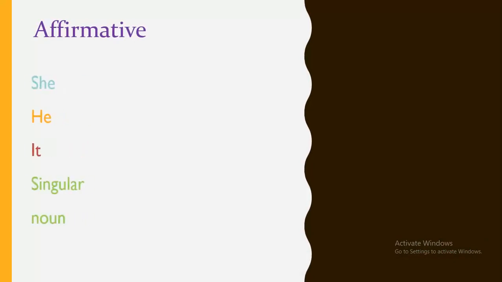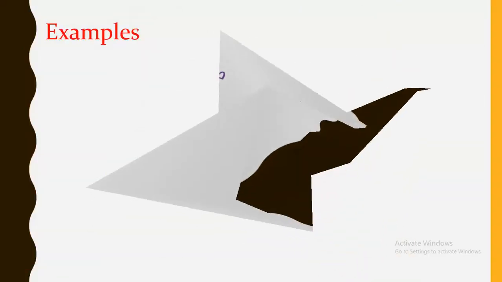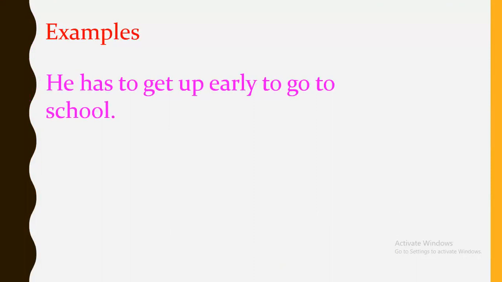Our pronouns are she, he, it, or the singular noun. And here we use has to, and then the verb in its infinitive form. Let's see some examples. Number 1, he has to get up early to go to school. So, did you notice? He has to. So, he must get up early in order to go to school.